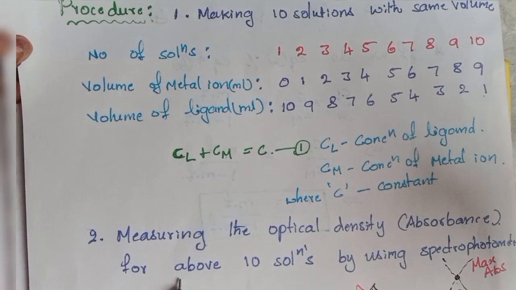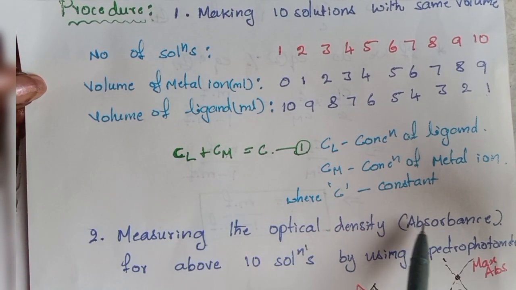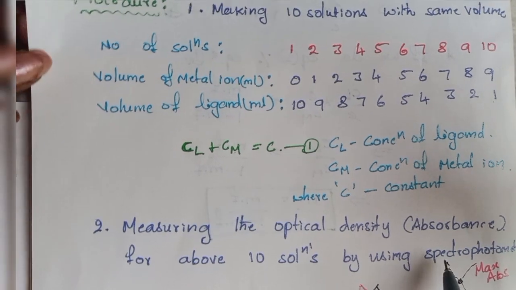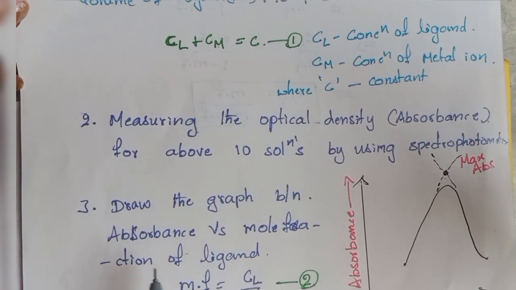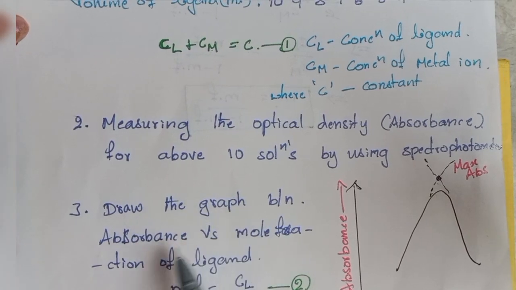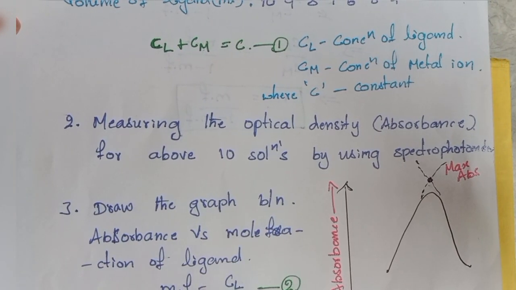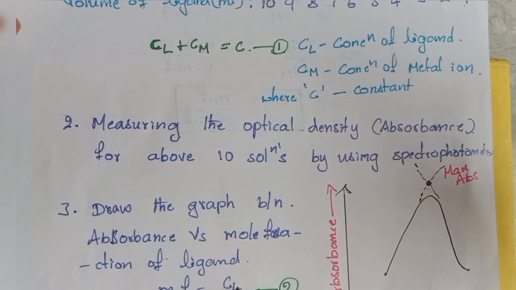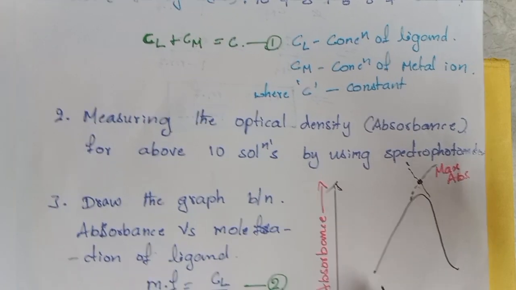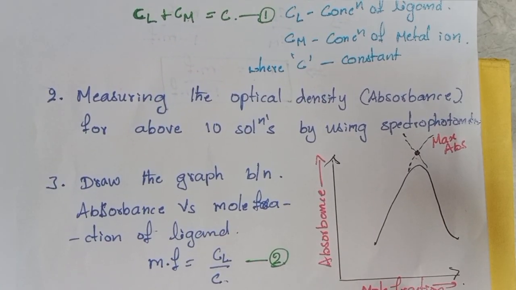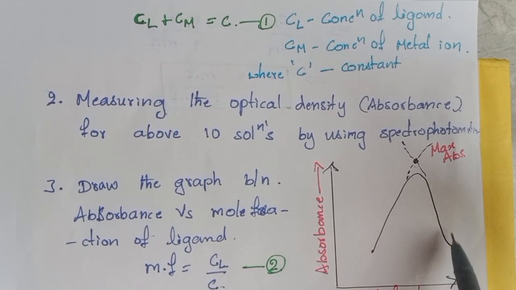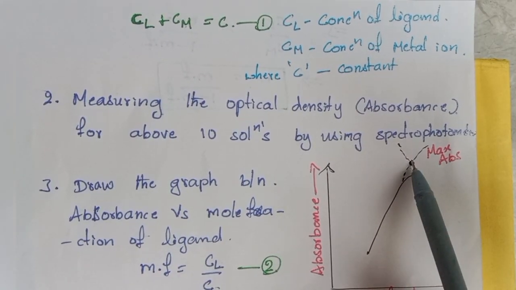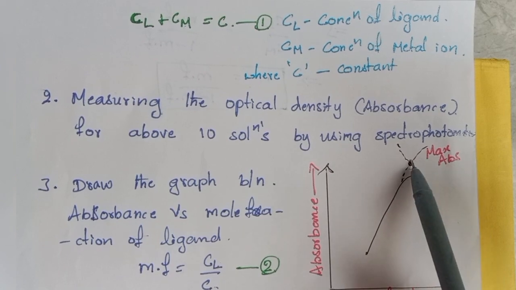In the next step, what we are doing is measuring the optical density. That means we are measuring the absorbance for the above 10 solutions by using the spectrophotometer. In the third step, we draw the graph between absorbance versus mole fraction of the ligand. What is mole fraction? Mole fraction of the ligand is the total concentration of the ligand by the constant. So if we see the graph, absorbance versus mole fraction, the absorption peak will come like this. If we extend the graph, we will get the maximum absorption point like this.